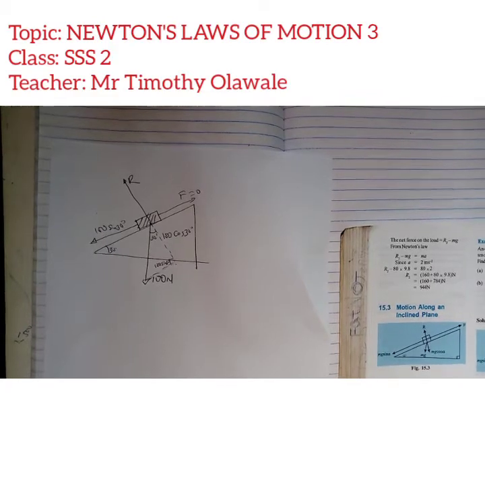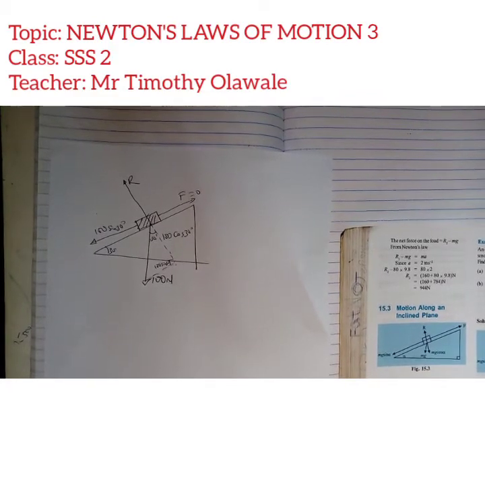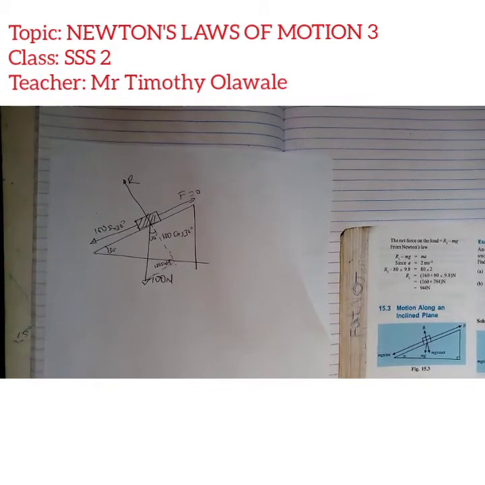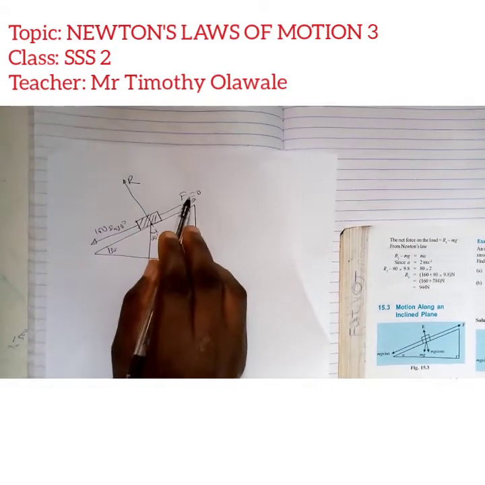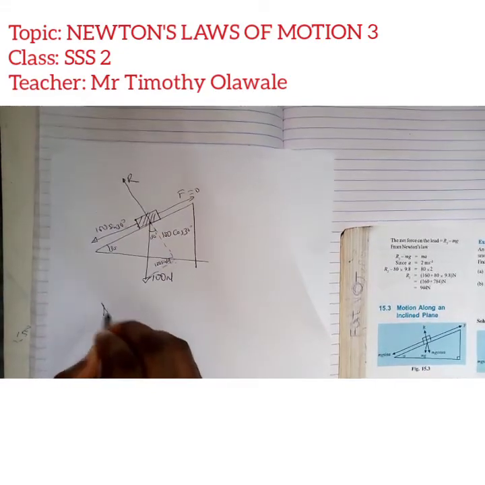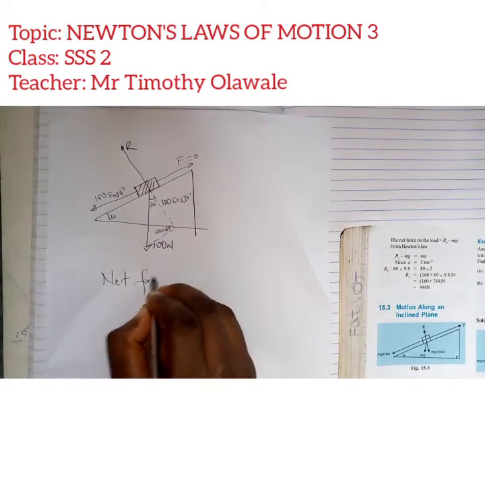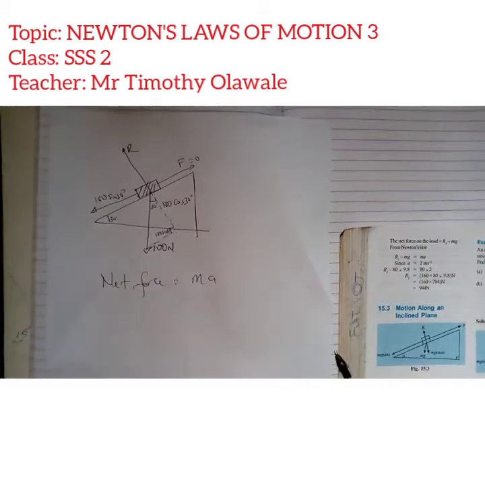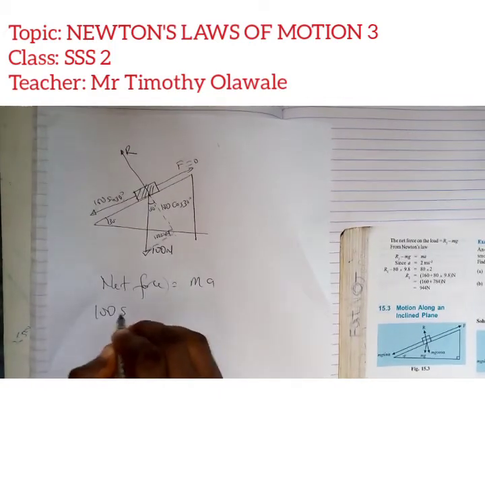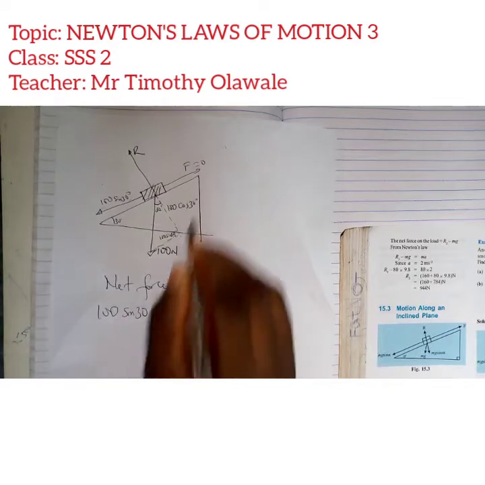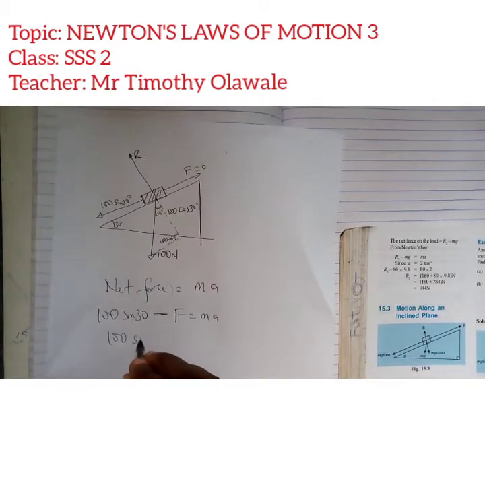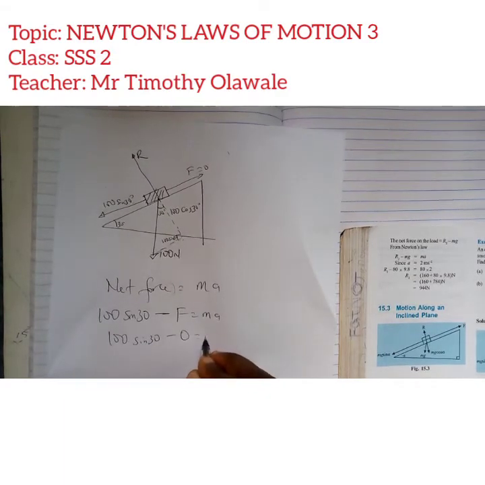So the question now says, find the acceleration of the body as it moves down the plane. If the body moves down the plane, which one is greater, this 100 sine 30 or this F? It is this one, because F itself is 0. So net force equals ma, and our net force is this place minus this place: 100 sine 30 minus F equals ma. What's our F? 0. So 100 sine 30 minus 0 equals ma.